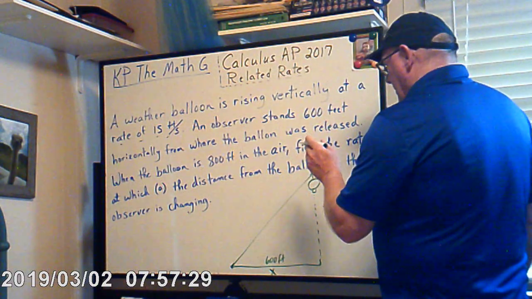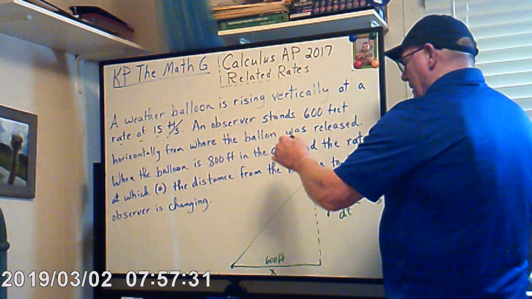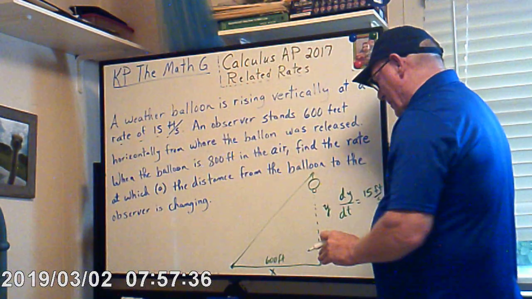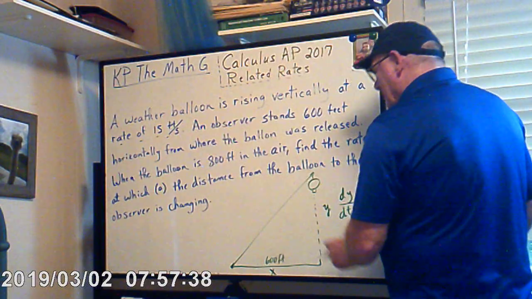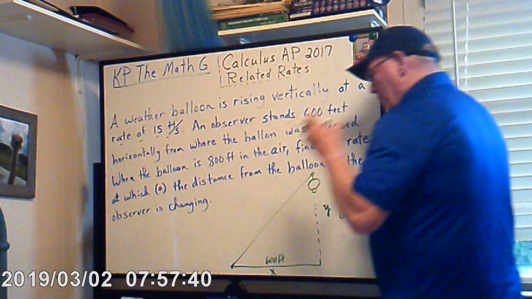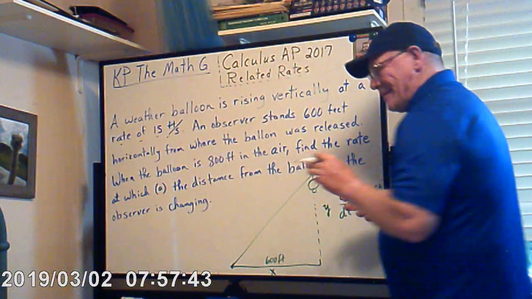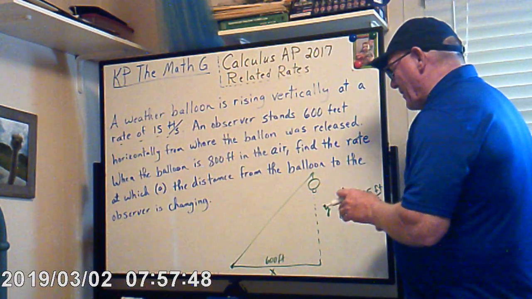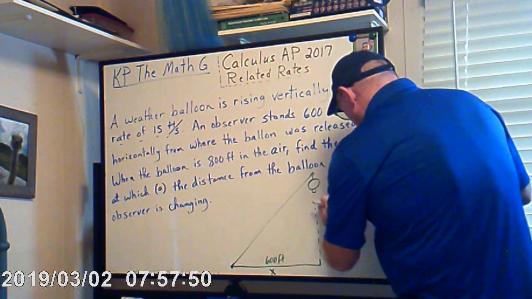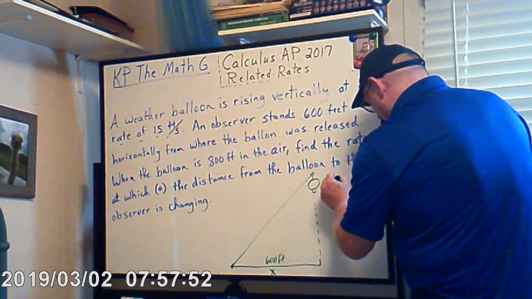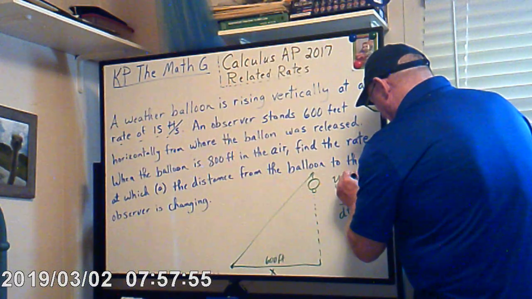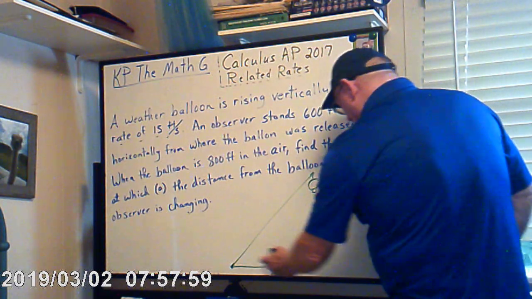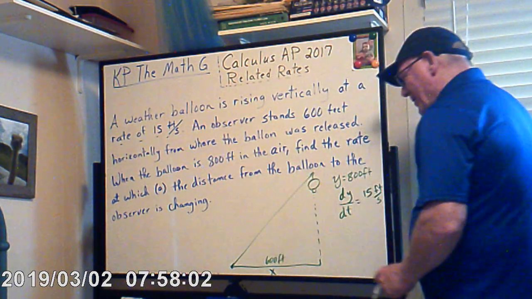It says, when the balloon is 800 feet in the air. That's the instant that the balloon is that high up. So the instant, or the moment, instantaneous, or whatever you want to call it, the instant that the balloon is 800 feet in the air. So that means that y at that instant is 800 feet. So we know that this height is y. We know that this length is 600.